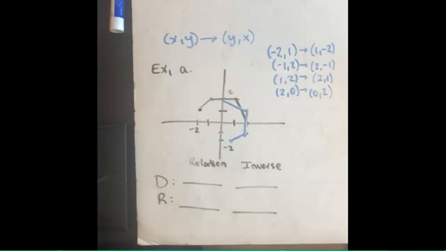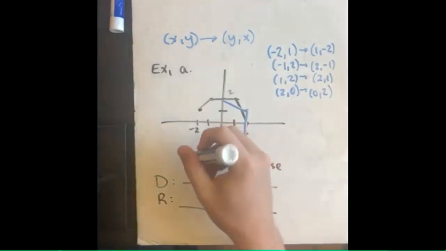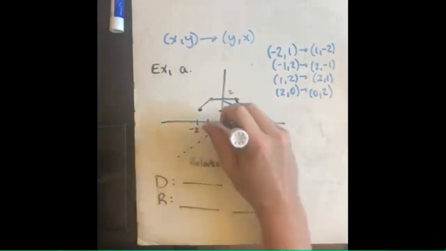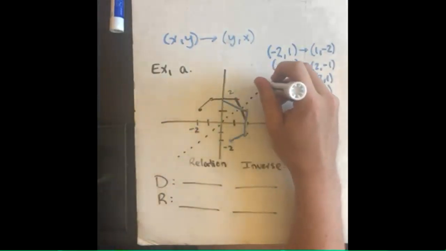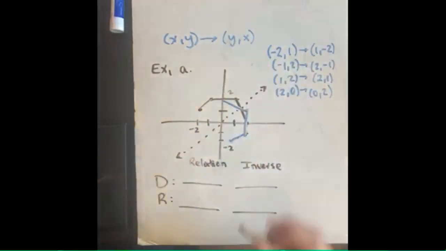One of the important things about inverse graphs that we need to understand is that there is a reflection happening, but the reflection is a little bit different than what we're used to. The reflection that we have in these questions are over the y equals x line. So I want you guys to draw in a y equals x line, maybe a little more straight than mine is there.